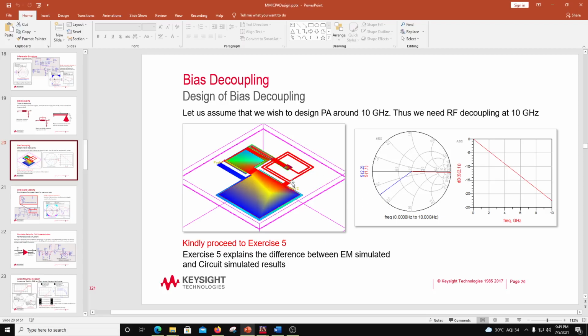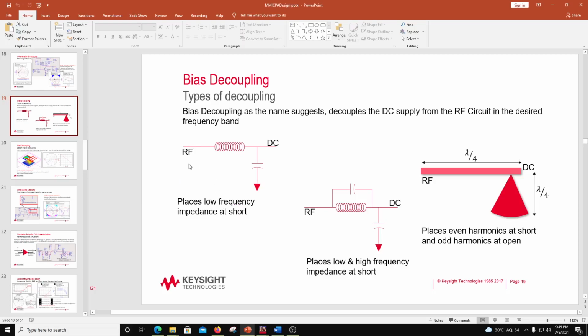other frequencies, because the compression characteristics depend on all the odd harmonics which are generated and how you handle them. So what is this decoupling looking at other frequencies other than the fundamental? At the fundamental it looks like an open circuit for RF. From the RF side it looks like an open circuit, right?